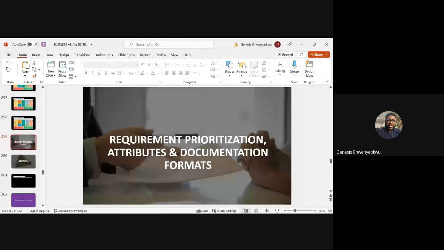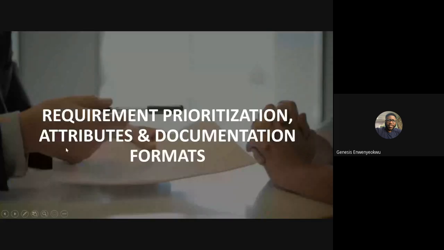So let's take a look, starting first at the requirement attributes. So let me know when you can see my screen, and then we can start. So let me know if you can see my screen. Requirement prioritization, attributes, and documentation formats. Yes, I can see it. Okay. Michelle, how about you? Is Michelle with us? Yes, I'm here. I can see it. All right, awesome.